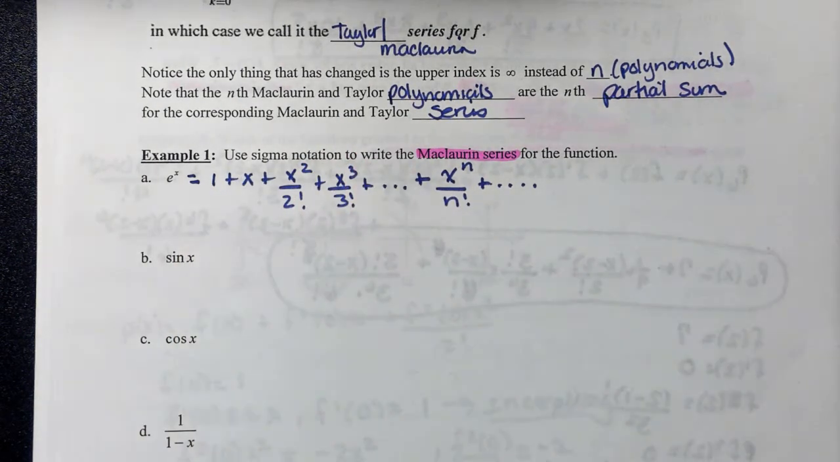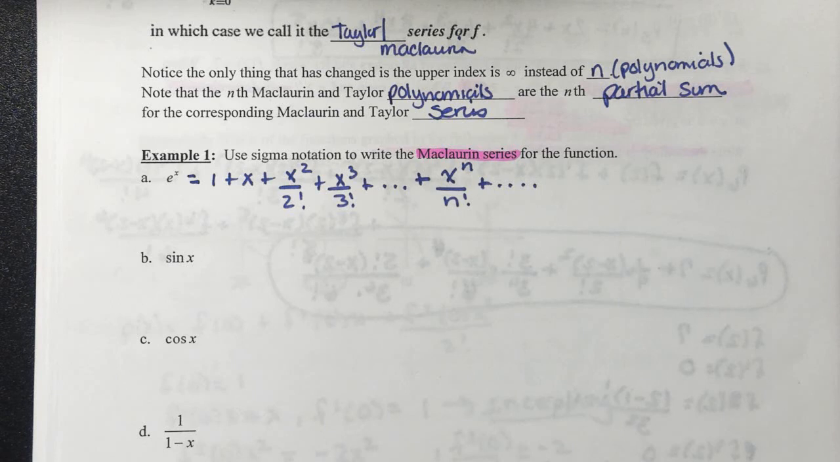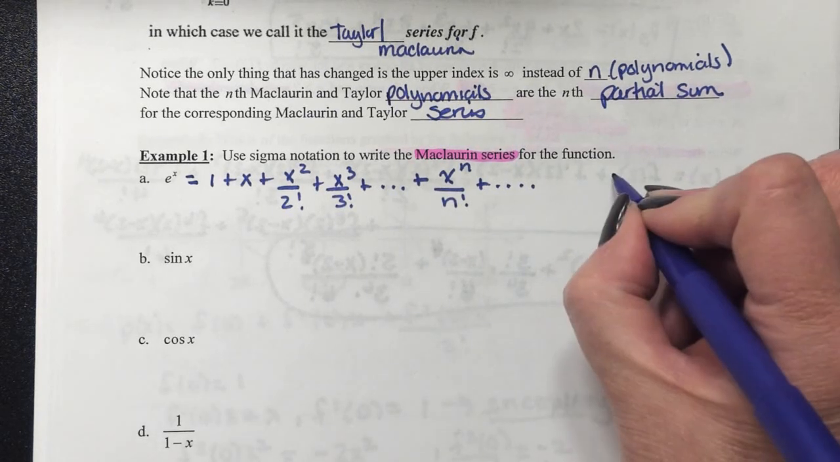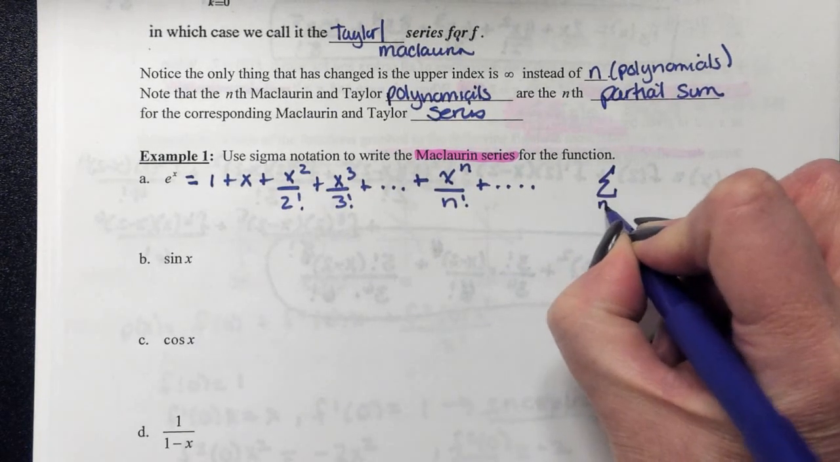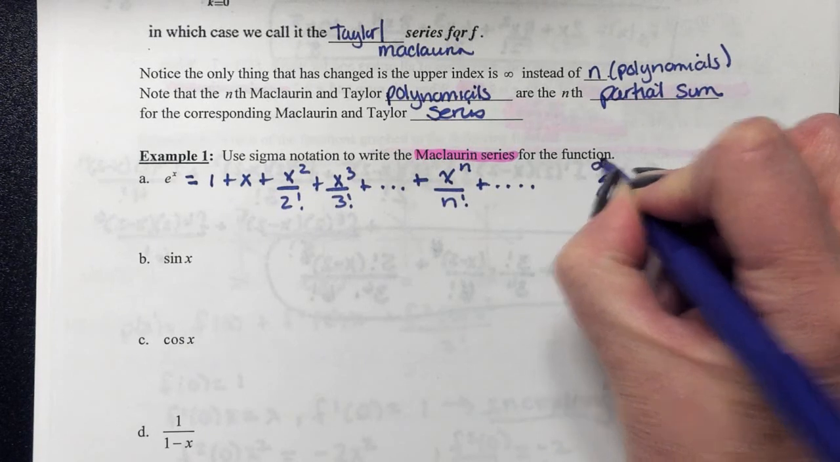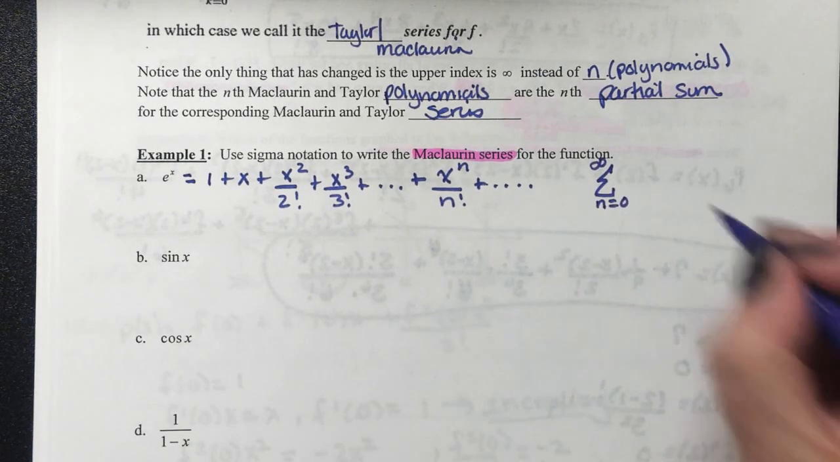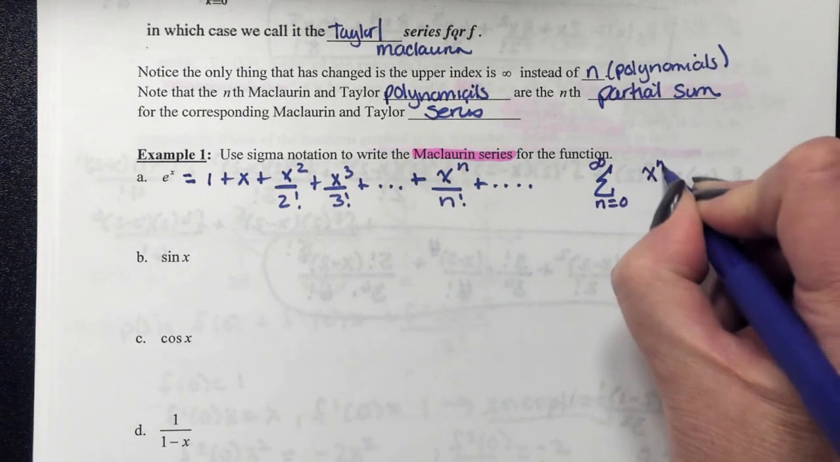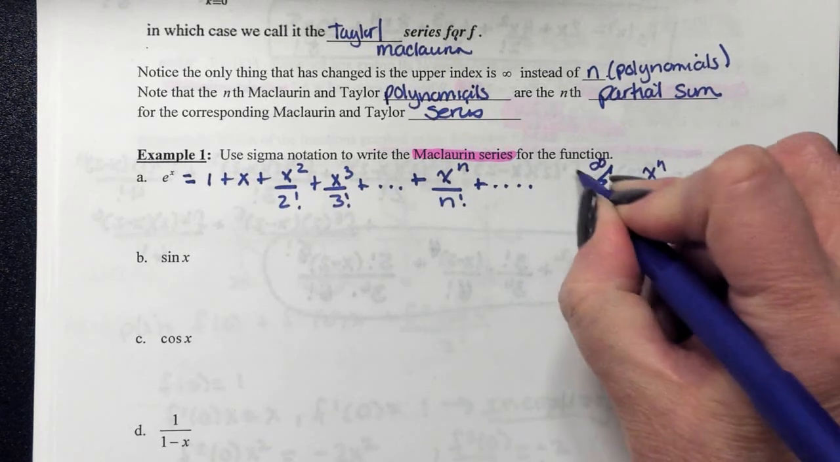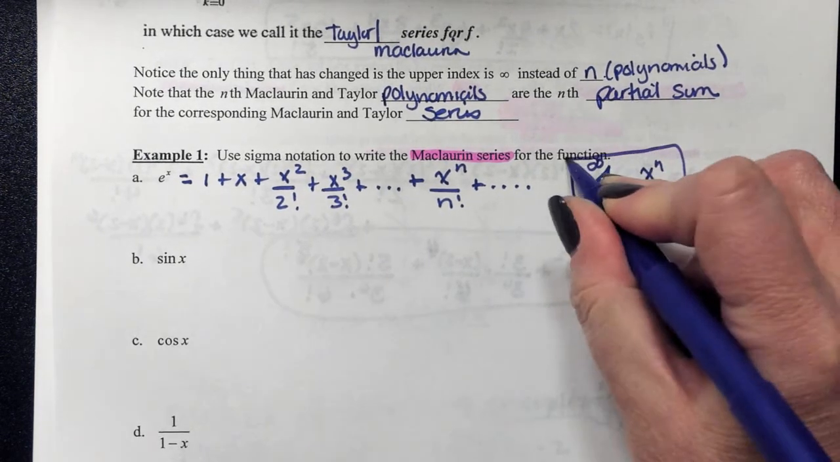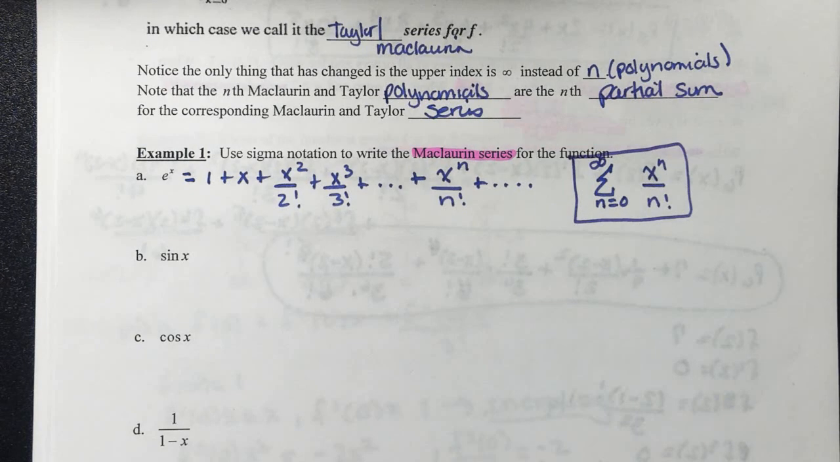So that's how you write the series for a Taylor, or in this case a Maclaurin, series. Then in sigma notation, we're starting with n equal to 0. Remember that the upper index is infinity, so it's going to be x to the n over n factorial. That is your Maclaurin series for e to the x.